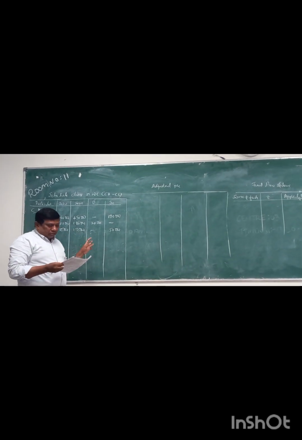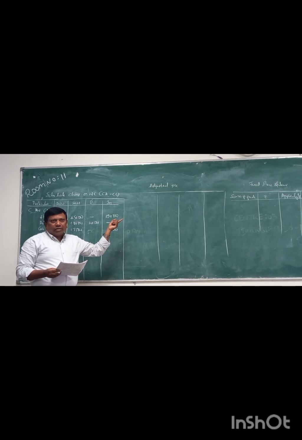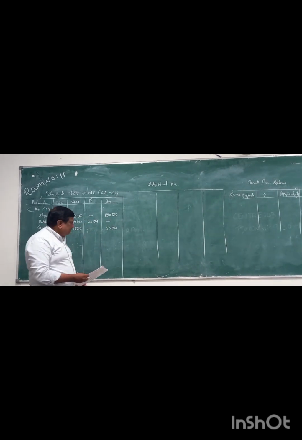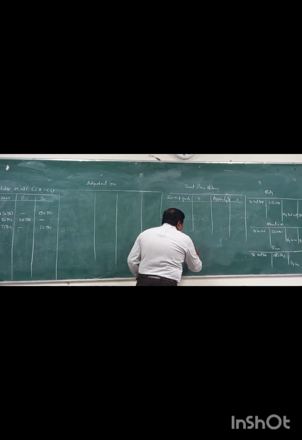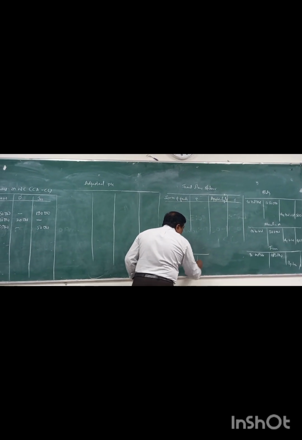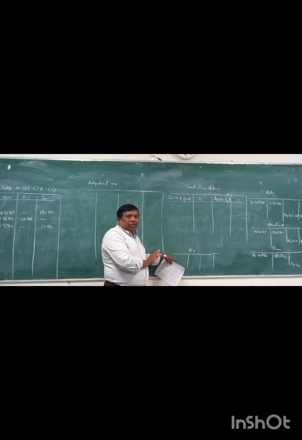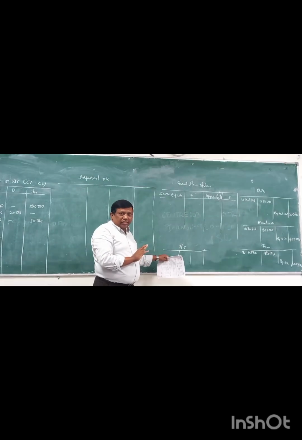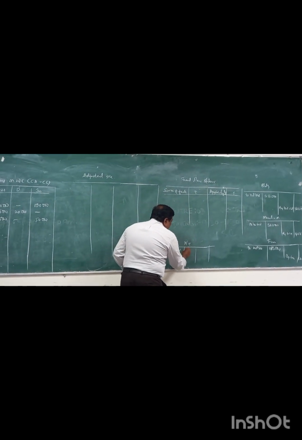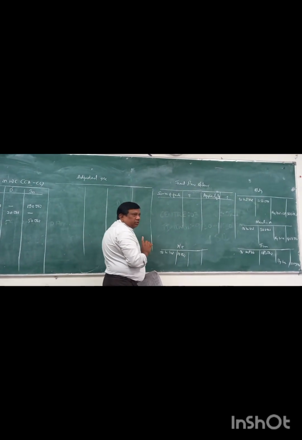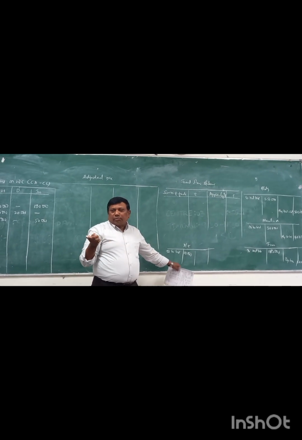One more is there: the preliminary expense. Do you want a ledger account or should I write it directly? Both are correct. Preliminary expenditure is not compulsory, so I'm telling you about it. This is assets. I'm writing to balance brought down 10,000. Correct, right? Yes, sir. There is no closing balance.